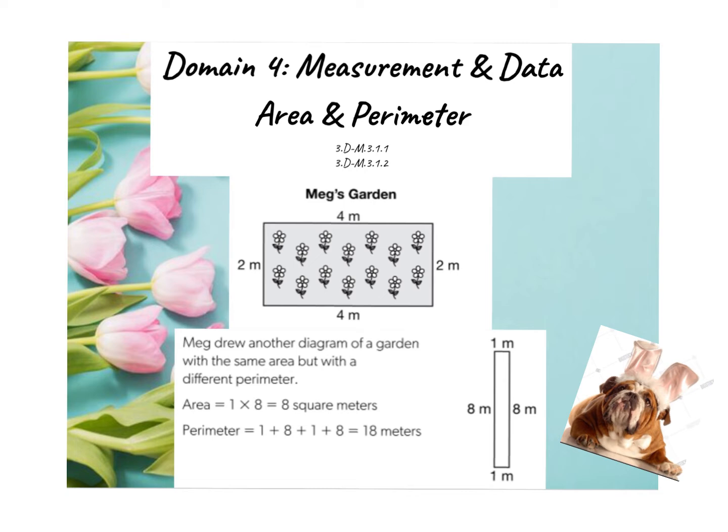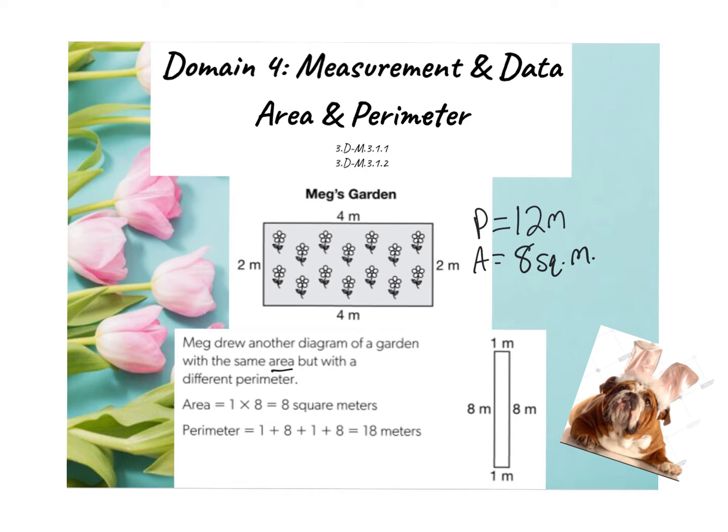Here, Meg drew another diagram of a garden with the same area, but with a different perimeter. Okay, so the area is going to be the same, but a different perimeter. So we can double check. Remember what her perimeter was? Do you guys remember? Good. 12 meters, 4 plus 2 plus 4 plus 2 equals 12. And then that area is the length 4 times the width 2, which is 8 square meters.